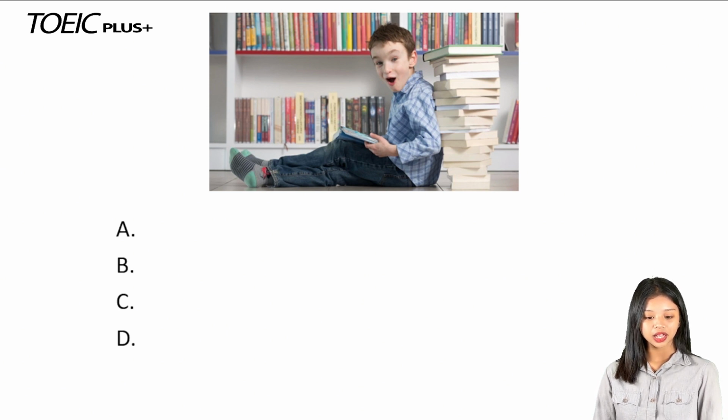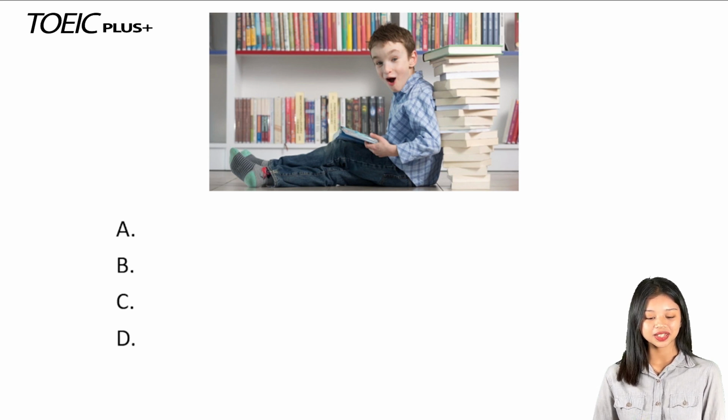And now I will let you listen to the audio recordings, starting from letter A. A. He is putting the books on the shelves. B. He is sitting on a pile of books. C. He is looking at amazing animal photos in a book. D. He is picking up the books from the floor.